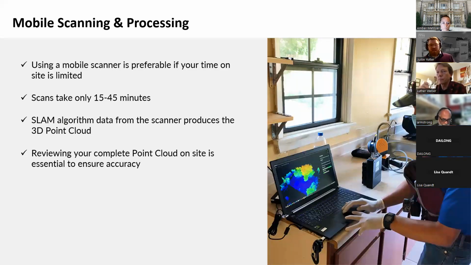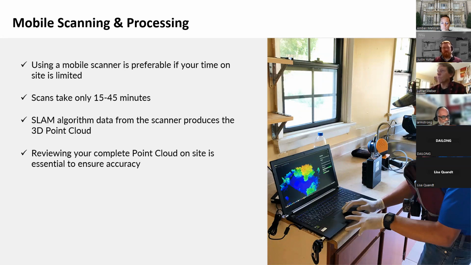Mobile scanners are handheld and quite easy to use. Using a mobile scanner is preferable if you need accuracy and your time on site is limited. Since most individual scans take only 15 to 45 minutes, we recommend you process that scan on site to check your results before you leave.